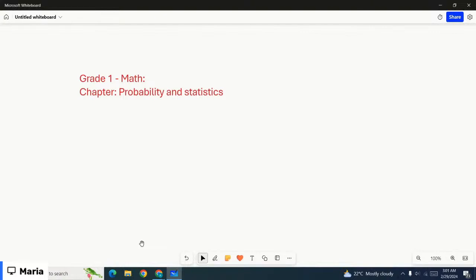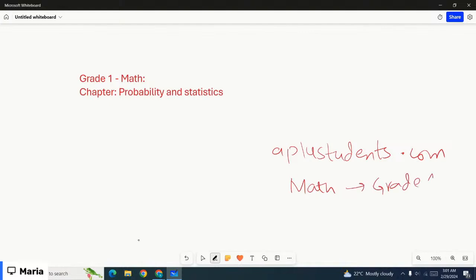We are here for grade 1 math. You can find all the lessons on aplusstudents.com. You have to log in there using your email address, and the password is provided by the administrator. Then select math from the subject tab, scroll down to grade 1, and click on view all lessons. There you can find a list of the chapters. We're going to start with the chapter probability and statistics.